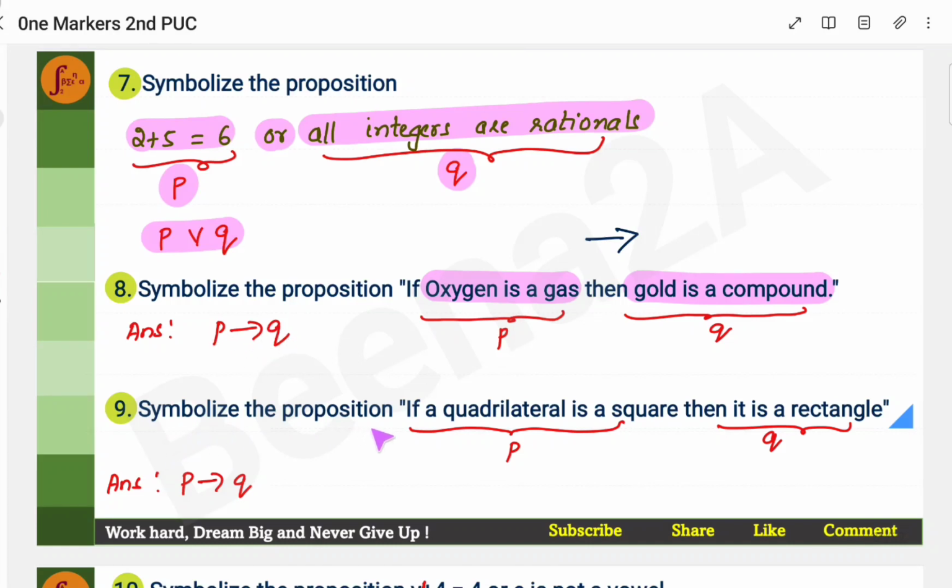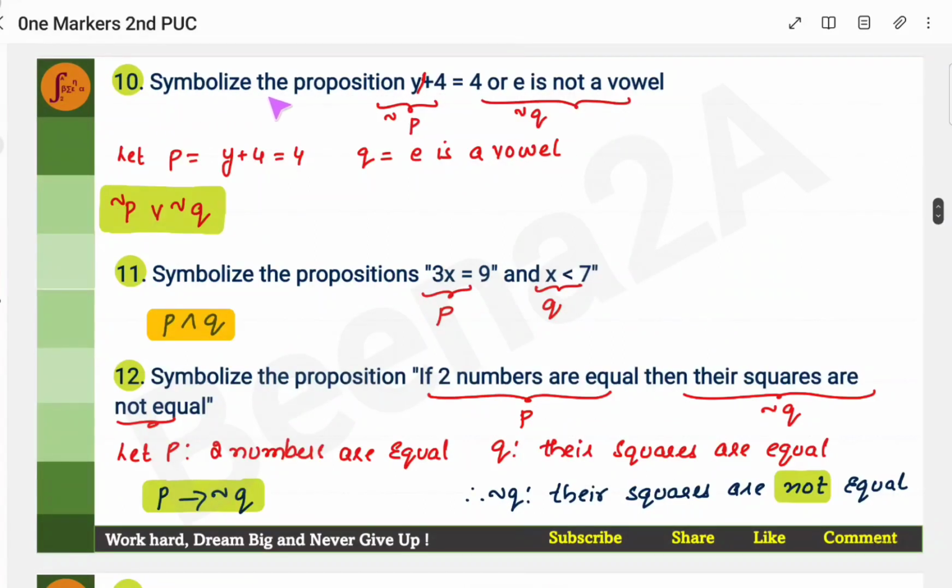Next one, symbolize the proposition: If a quadrilateral is a square, then it's a rectangle. Again, quadrilateral is a square is P, it's a rectangle is Q, and it's connected with if and then. So it should be conditional, P conditional Q. Next one, symbolize a proposition.